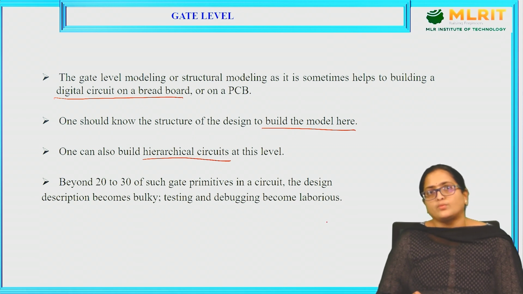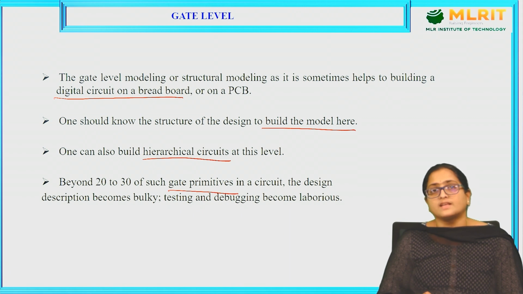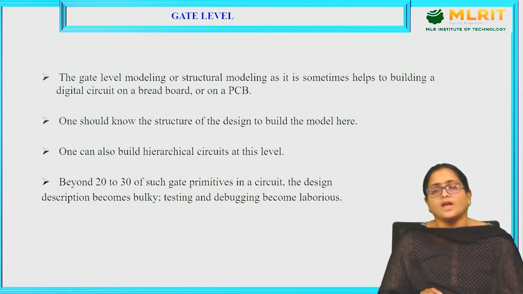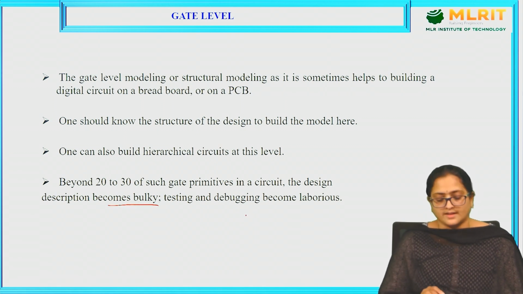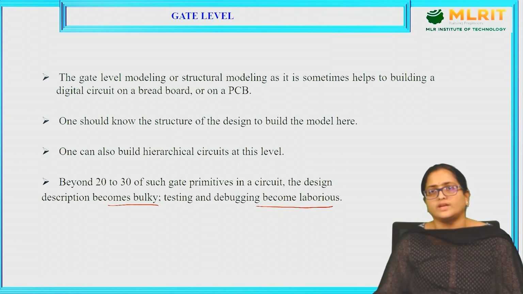If we have 20 or 30 such gate primitives in a circuit, the design description becomes bulky. Testing and debugging: if we have more than 20 or 30 such gate primitives, the design description becomes bulky and testing and debugging becomes laborious. That is, it is very difficult to test and debug 30 or 40 such gate primitives.